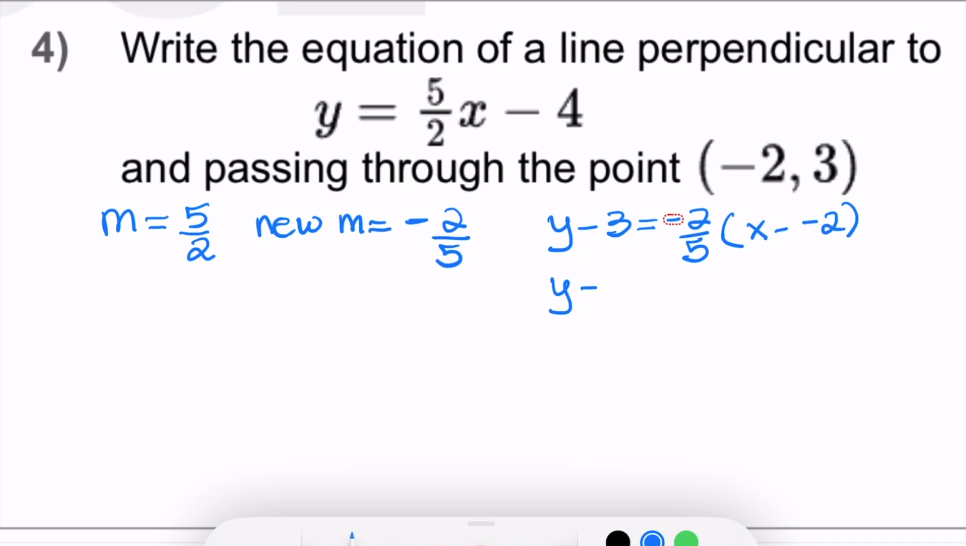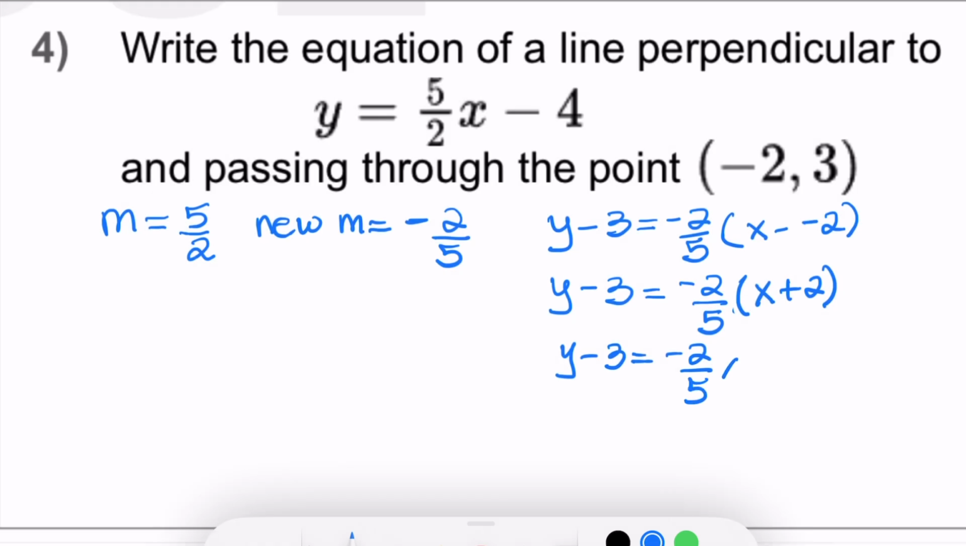And so I have y minus 3 equals negative 2 over 5 x. Oh, let me not go ahead of myself. Let me show all of my work. So let's go ahead and change this to the plus sign. Then I'll do my distributive property now. Don't want to confuse you. So now we distribute the negative 2 over 5. And we get negative 4 over 5 here. And so now let's add the 3.